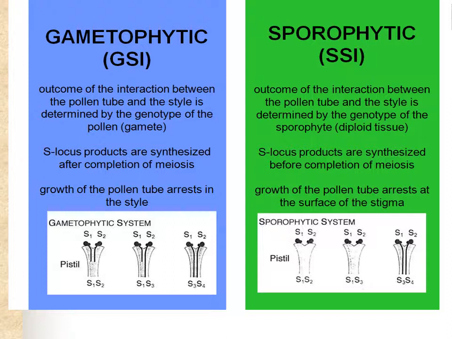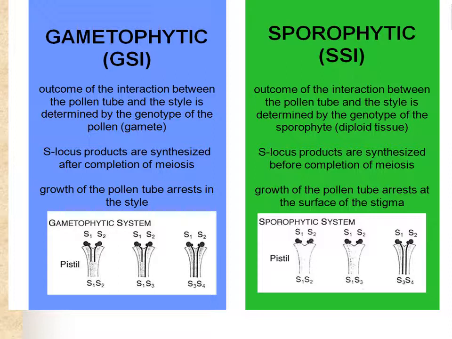incompatible and partially compatible. In this picture you can see in the gametophytic system the pollen type is S1 and S2, and the stigmatic surface or the genes governing the gynoecium are also S1 and S2, that leads to an incompatible reaction, whereas S1 S2 and S1 S3 interaction is partially compatible, and the other interaction, S1 S2 into S3 S4, is fully compatible.